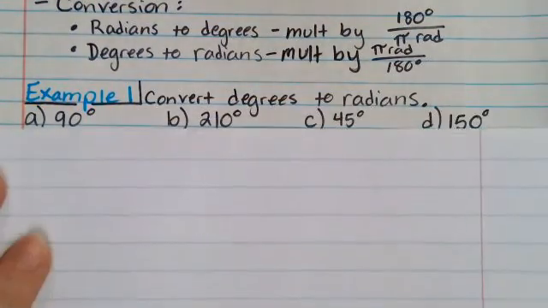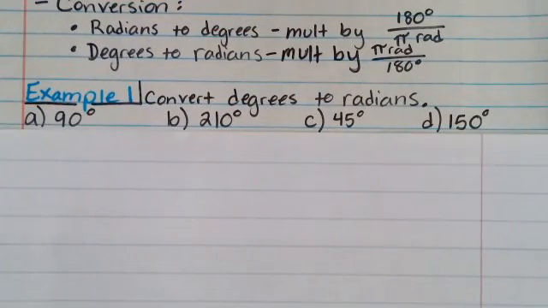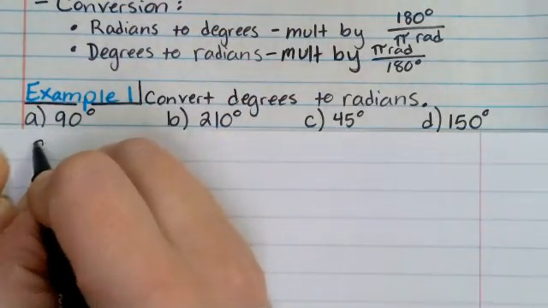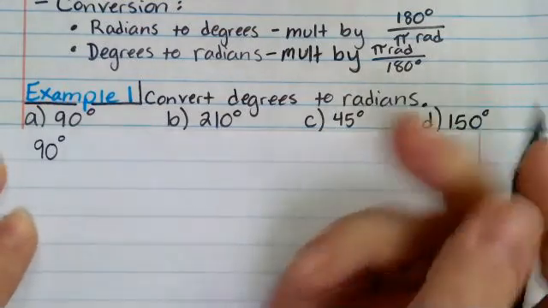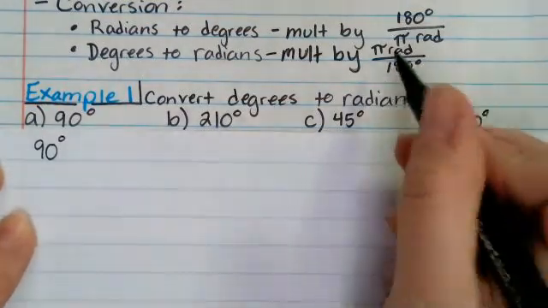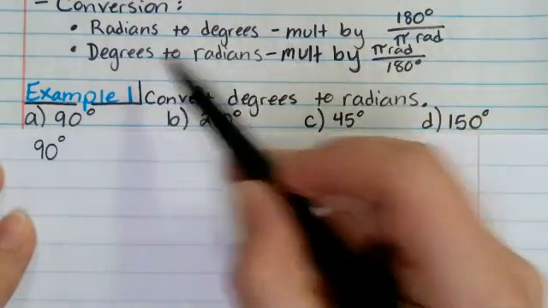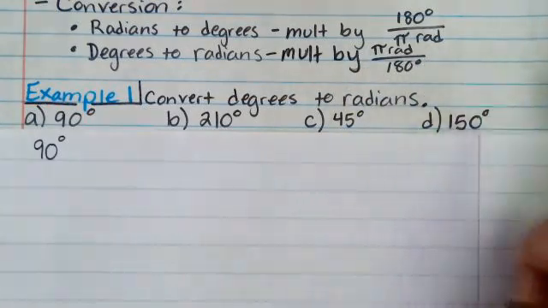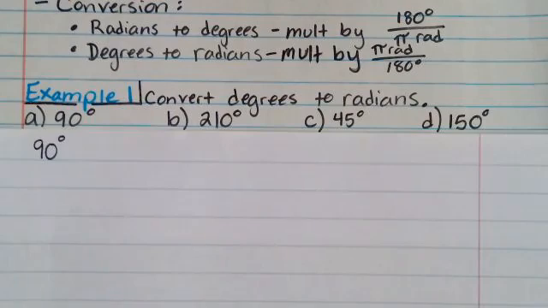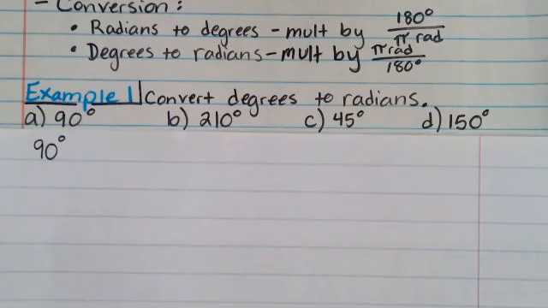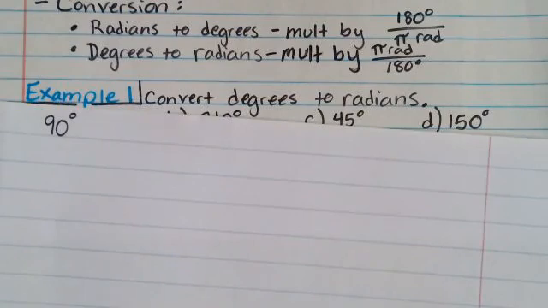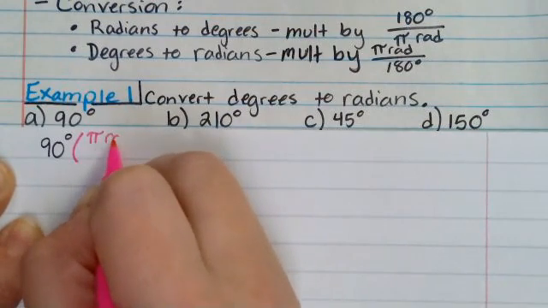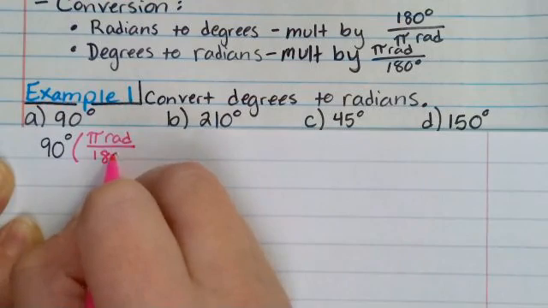Okay? All right. So this first example, we're going to convert from degrees to radians. We're going to take this 90 degrees and we're going to convert that to radians. And the way we're going to do it is by using the correct conversion factor. If we want degrees to radians, we're going to use this second one, pi radians over 180 degrees. So we're going to take that and multiply by our conversion factor. Okay, here we go. 90 degrees times pi radians over 180 degrees.